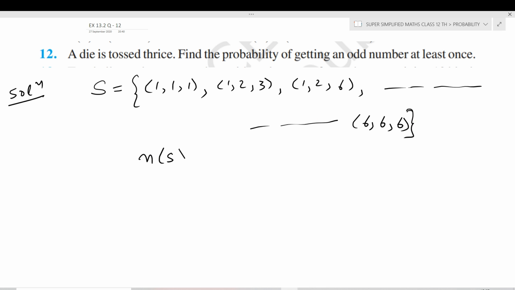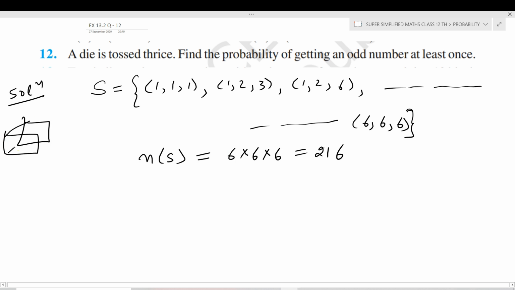And how many elements will be there in the sample space? 6 into 6 into 6, that is 216 elements will be there in the sample space. Since one die has 6 faces, and on each face there is a number written 1, 2, 3, 4, 5, 6, in one toss you can get any of the 6 numbers. So 6 ways of filling every place. There are 3 places, so there are 216 total possible outcomes.